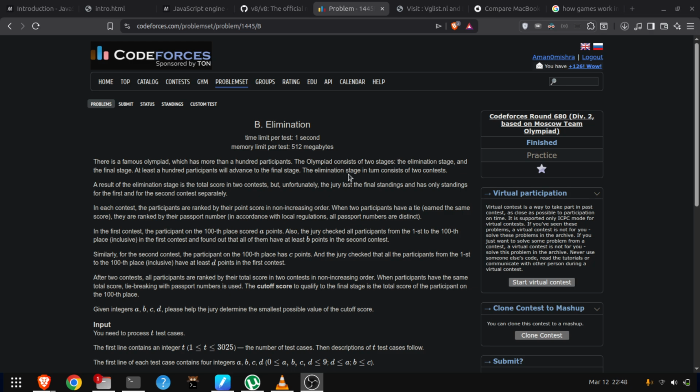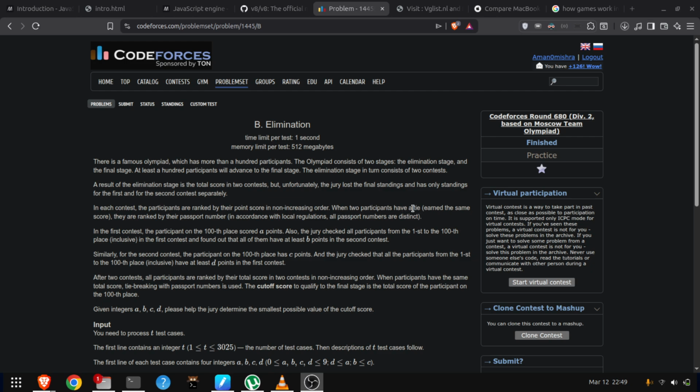The elimination stage consists of two contests. The result of the elimination stage is the total score in both contests. But unfortunately, the jury lost the final standing and only has the standing for the first and for the second contest separately. In each contest, the participants are ranked by their point score in non-increasing order.